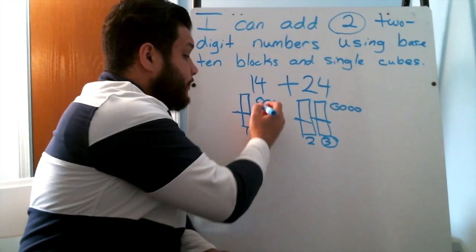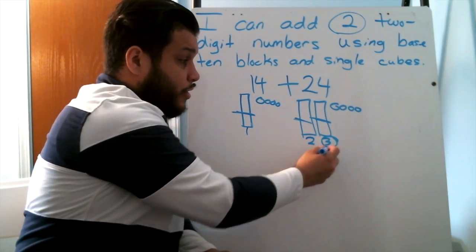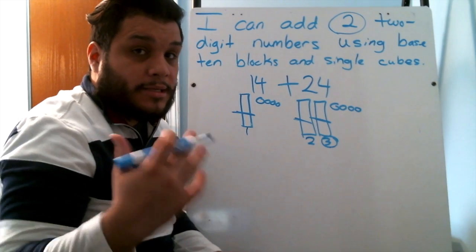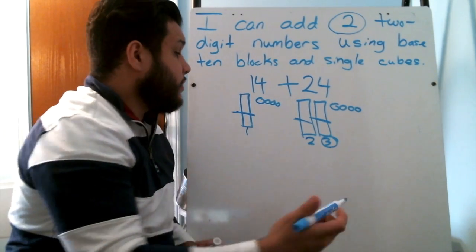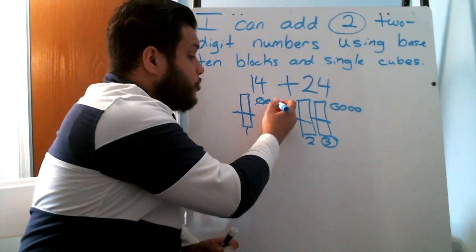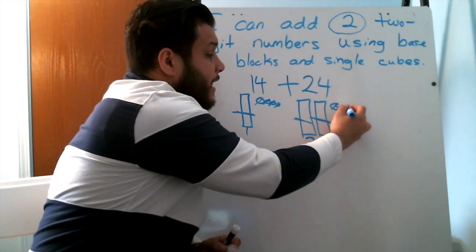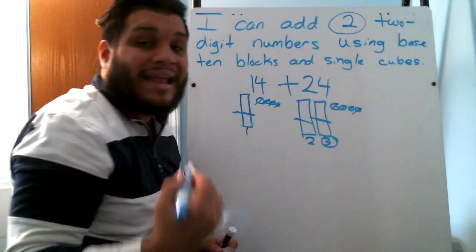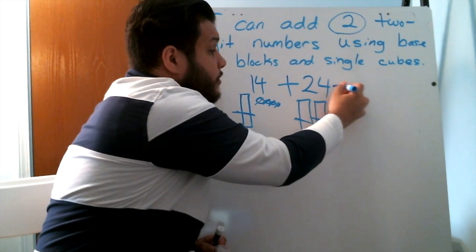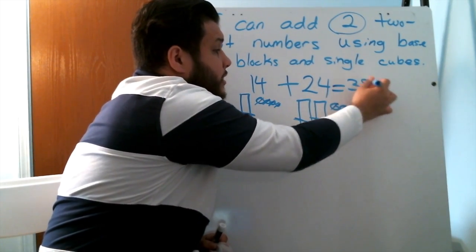After I've counted all of my tens, so I have 3 tens in all, then I'm going to count my ones. So I'm starting with 3 tens, so 30. I'm not going to start at 1 again because I'm starting from 30. Let's continue going. 31, 32, 33, 34, 35, 36, 37, 38. So I'm saying that 14 plus 24 equals 38.